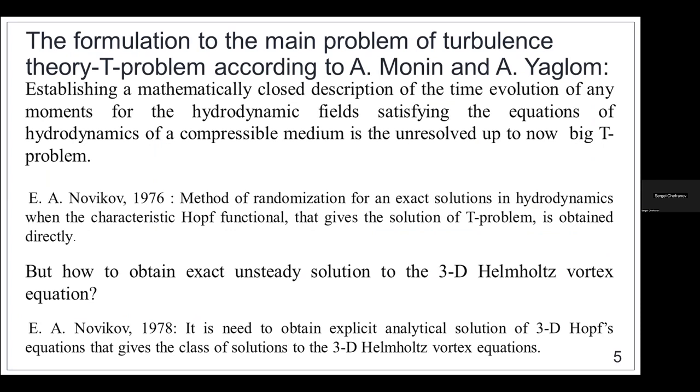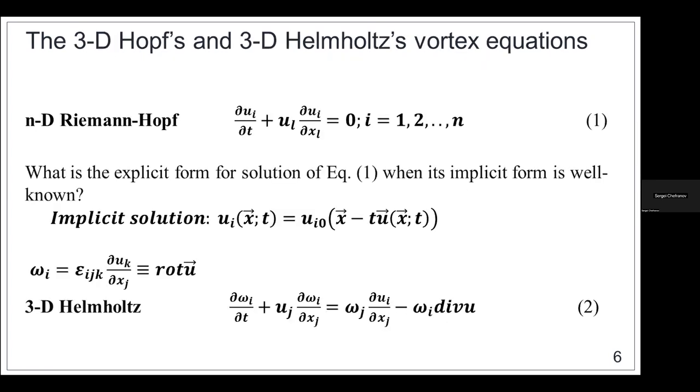But the problem of obtaining an unsteady solution of the three-dimensional Helmholtz equation was not understood at that time. But Novikov pointed my attention to the fact that the solution of the Riemann-Hopf equation and the multidimensional Riemann-Hopf equation also gives the solution for the compressible three-dimensional Helmholtz vortex equation. The implicit solution for the multidimensional Riemann-Hopf equation is well known, and in the one-dimensional case it was known to Poisson, Stokes, and Riemann.